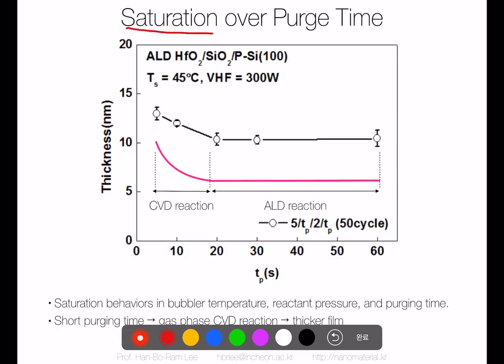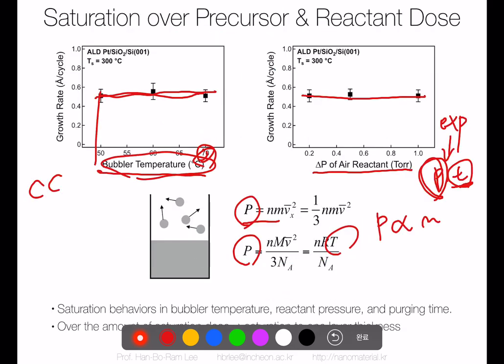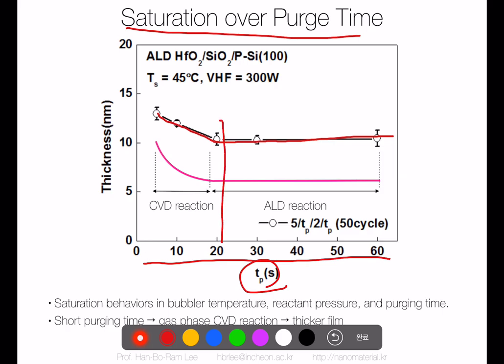So this is the saturation over the purge time. There are two very important different regimes. As I increase the purge time, typically the thickness decreases and then saturates. That is different from the type that simply increases and saturates, because with a shorter purge time, the thickness will be larger than the saturated value, since the precursor, the counter reactant, and the byproducts do not have enough time to be pumped out, evacuated.